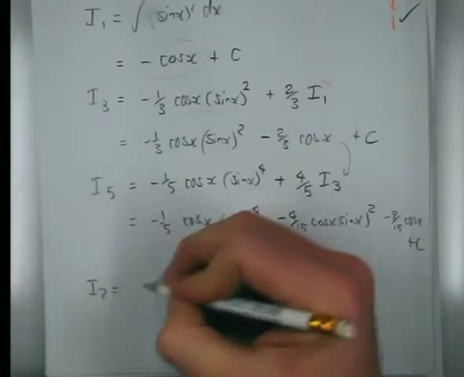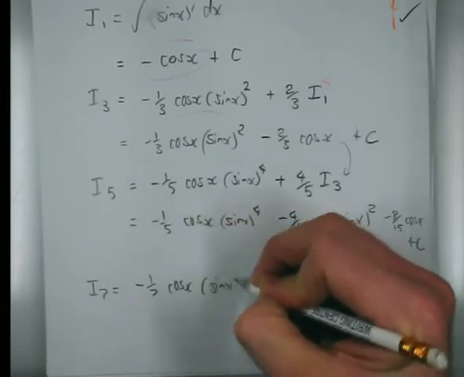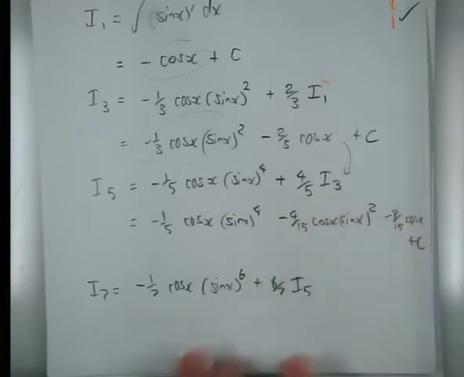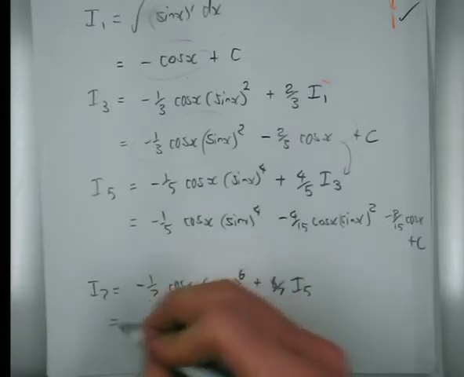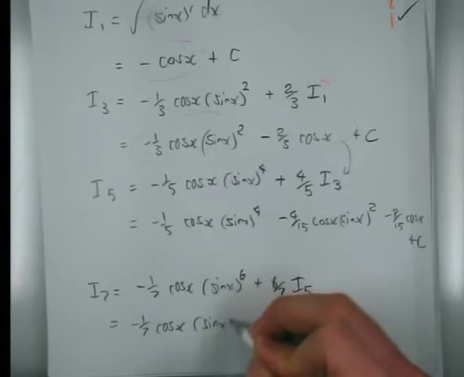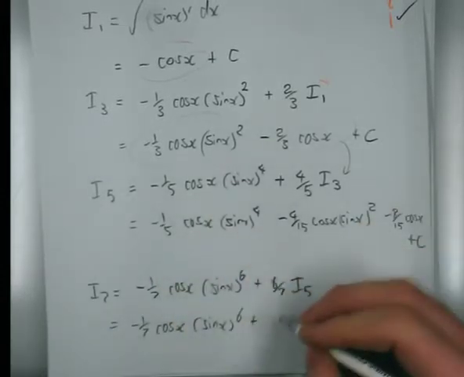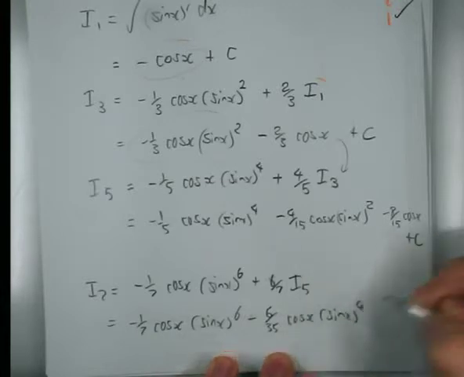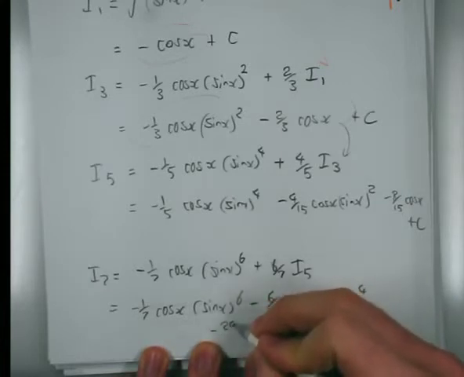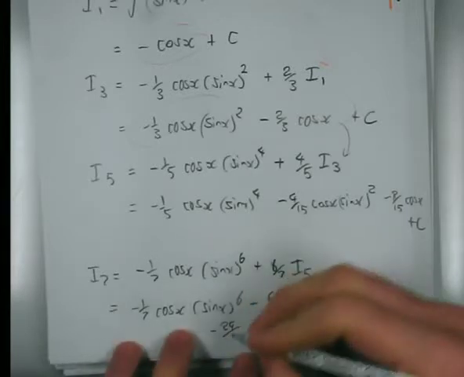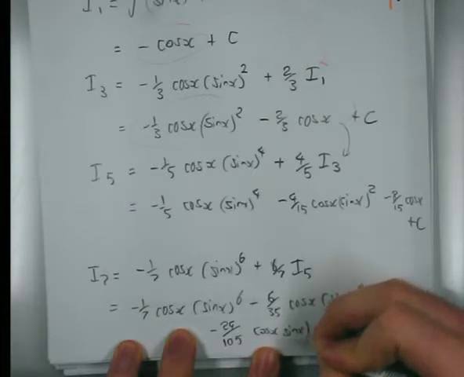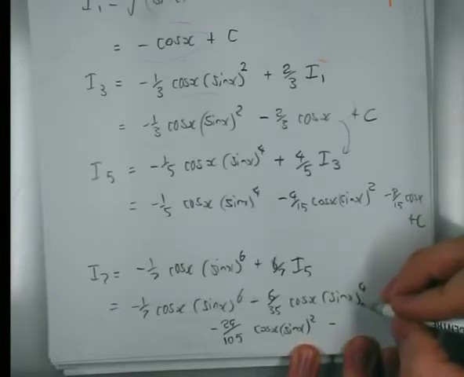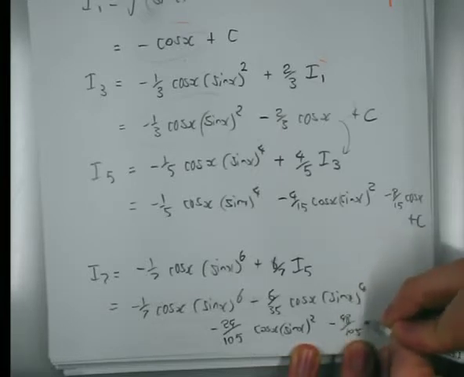I7 would be minus a seventh cos x sine x to the 6 plus 6 sevenths of I5. And I5 is this, so I sub that in. Oh wow, so 6 sevenths of that would be minus 4 over 35ths of cos x sine x to the 4. 6 sevenths of that would be minus 24 over 105 cos x sine x squared. And 6 sevenths of that would be 8 times 6 would be 48 over 105ths of cos x plus c.